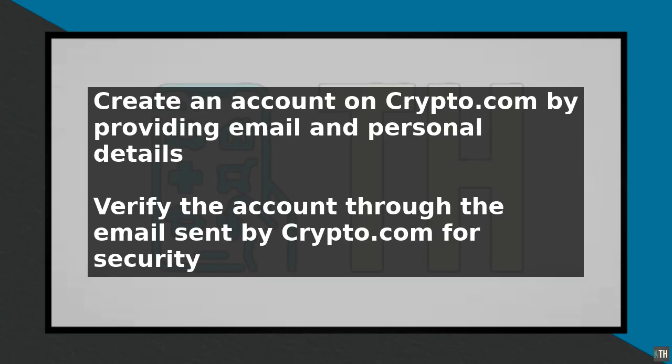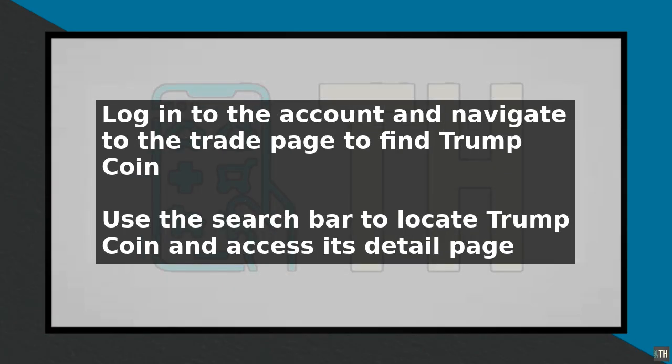Once your account is verified, log in to your Crypto.com account and navigate to the trade page. On the trade page, you will see a search bar where you can type Trump coin to find it. If Trump coin is not available on the trade page, you may need to go to the Crypto.com app or other platforms that support Trump coin.